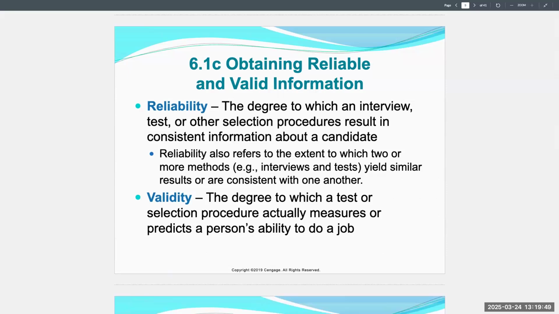Reliability, in this case, also includes test-retest reliability. So if someone takes the cognitive ability test on Monday and takes it again on Friday under similar conditions, their score should be nearly the same.